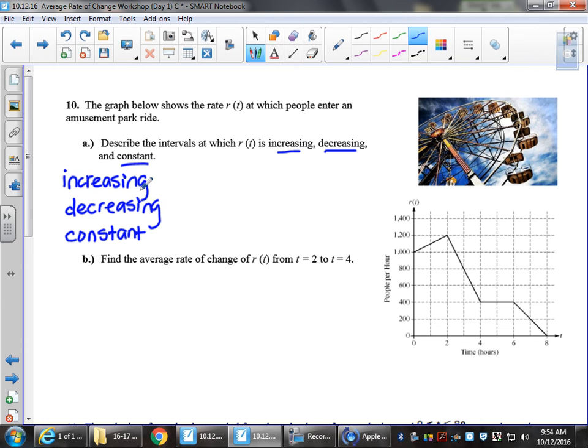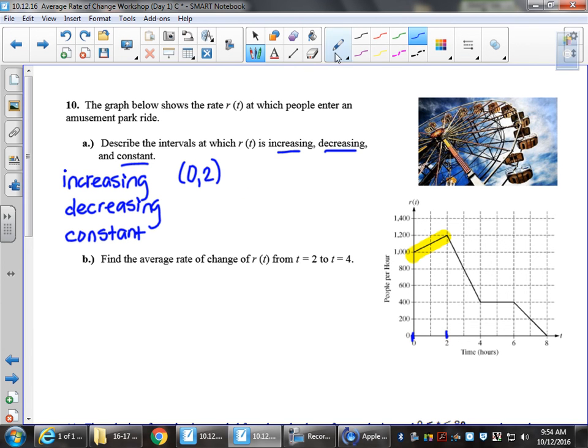Let me know when you see something I can write down. Anybody see an increasing space on this graph? The first one? You mean this right here? So what interval? I need the x values. From 0 to 2. So 0 to 2. We're not going to worry about brackets and parentheses when we're talking increasing, decreasing, and constant. We're just going to use parentheses. So 0 to 2. Are there any other increasing intervals?